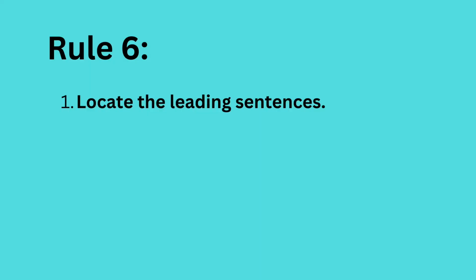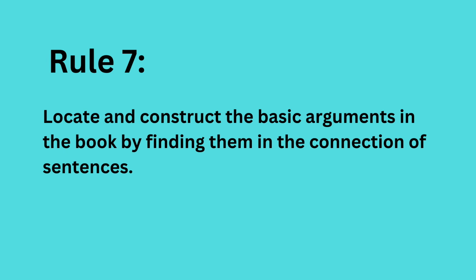Rule number 6, mark the most important sentences in a book and discover the propositions they contain. And rule number 7, locate or construct the basic arguments in the book by finding them in the connection of sentences. So let's look at Rule 6 first. How do you find the most important sentences in a book? Well, first, you find sentences that aren't really clear to you. It really doesn't matter whether the sentence is important to the author or not.